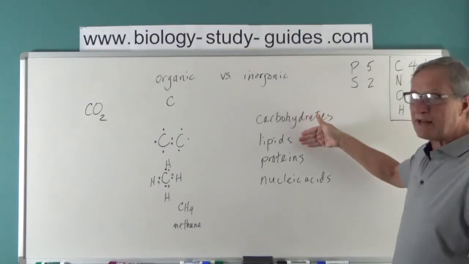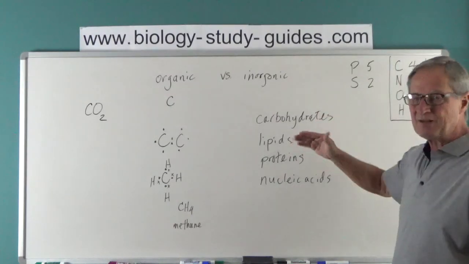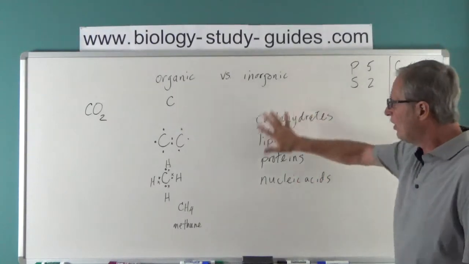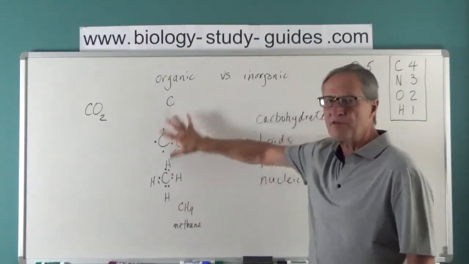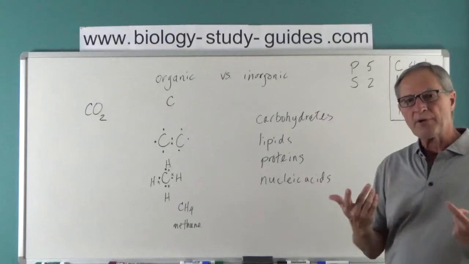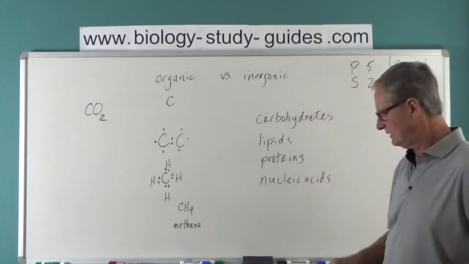Energy source, stored energy and insulation. These are for muscles and enzymes and hormones, and this is the DNA and RNA. So all these molecules are great big molecules made out of things that start with carbon. That's the topic we have to move to here: how do you get these? What do they look like?